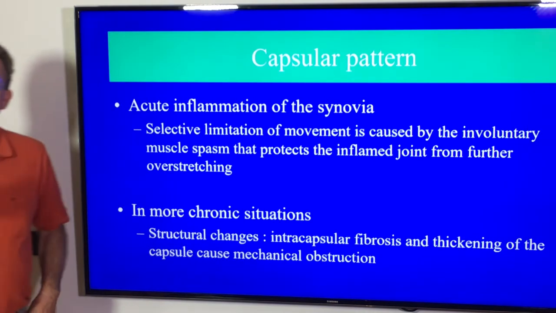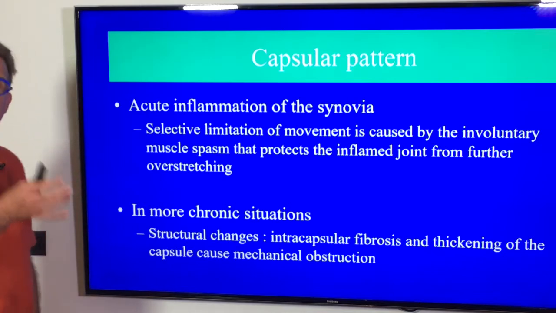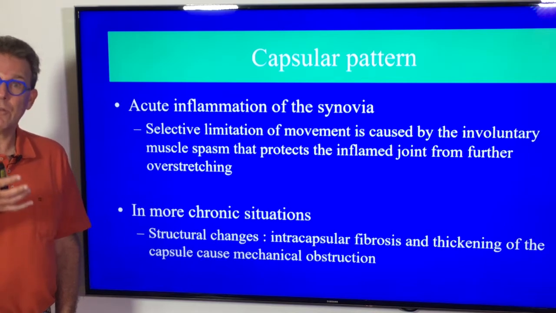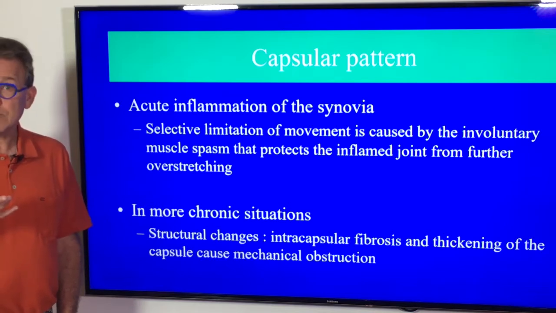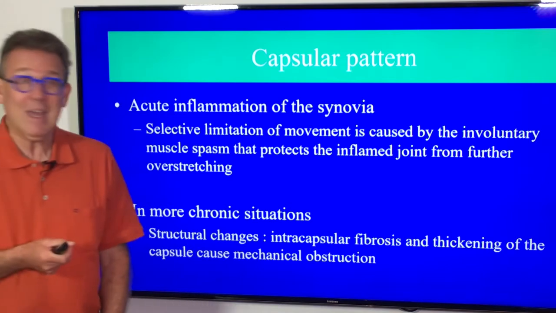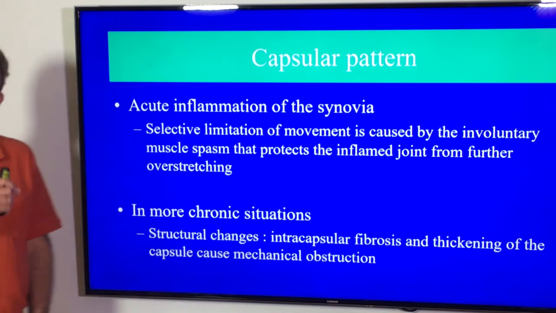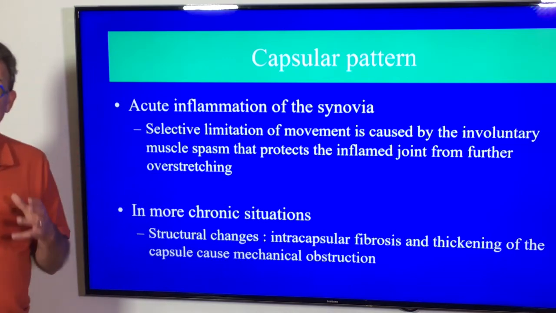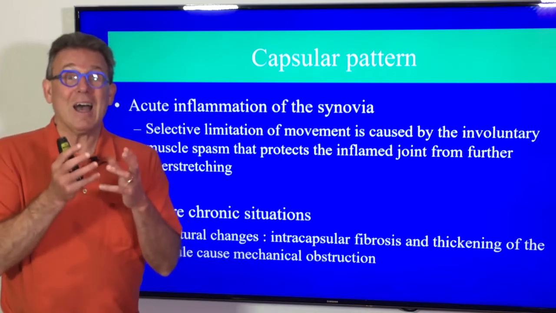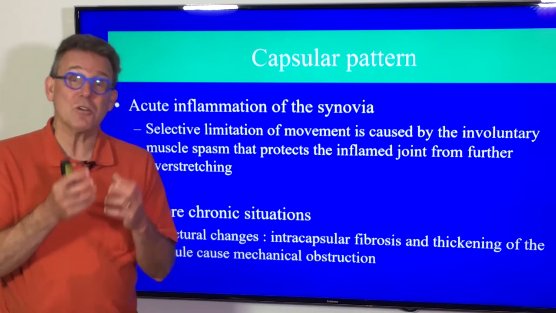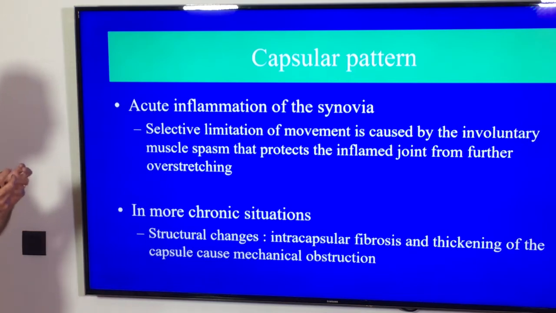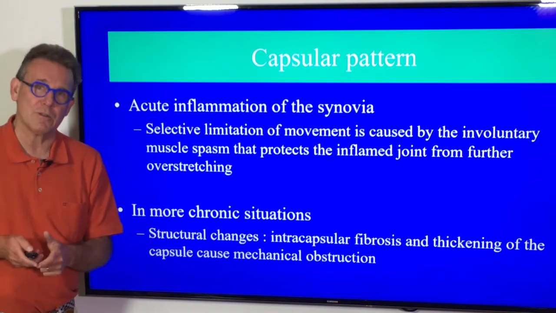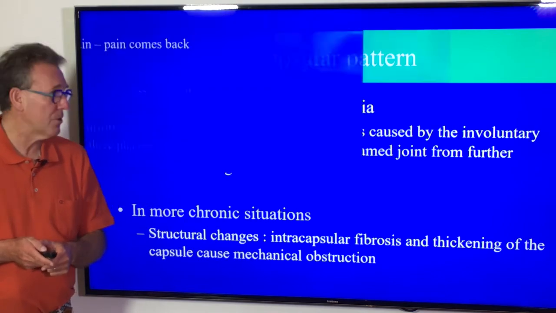In fact, where is the capsular pattern coming from? Well, in an acute situation, the capsular pattern is more or less a protective mechanism, a protective muscle spasm. In chronic cases, the reason is going to be different. You're going to have really a structural problem, a problem with adhesive scar tissue. So you can imagine that the treatment in the acute situation is going to be totally different than the treatment in the chronic situation.